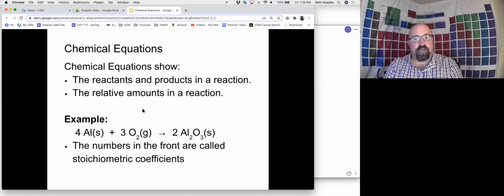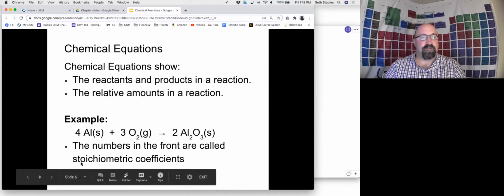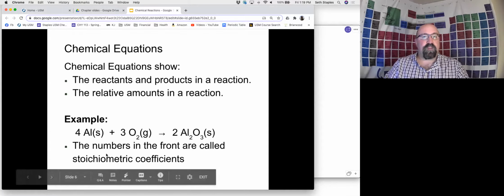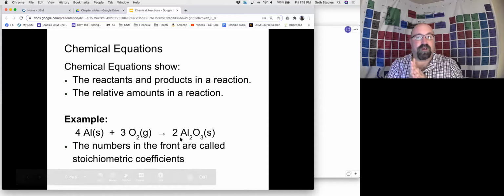Chemical equations also show the relative amounts of things that are involved in a chemical reaction. Like I mentioned before, those numbers are called coefficients, sometimes called stoichiometric coefficients. That's something else that will make up a big part of this unit, looking at the amounts in a chemical reaction. That entire field or subject in general is known as stoichiometry. And so in this example, we need 4 aluminum atoms to come together with 3 oxygen molecules, and that will form 2 units of aluminum oxide.